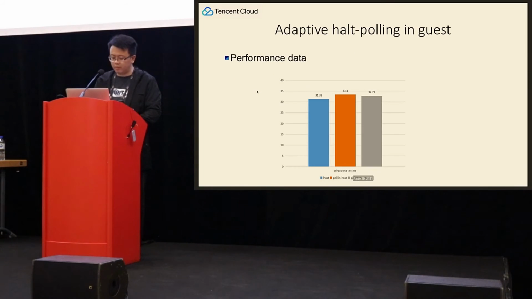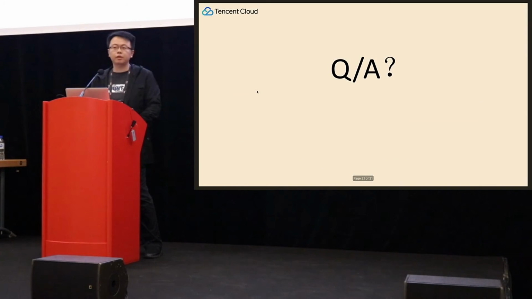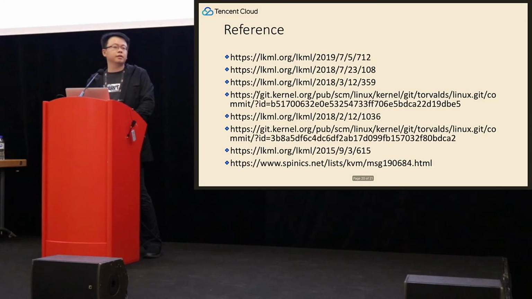Let's see the performance number. Polling in the ping-pong testing. Polling in the guest has better latency than polling in the host, but a little worse than native bare metal. Yeah. Hello. So, are there any questions?